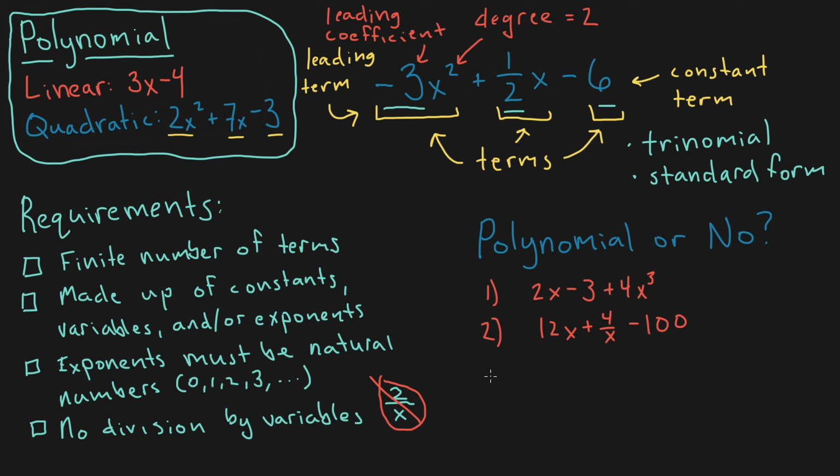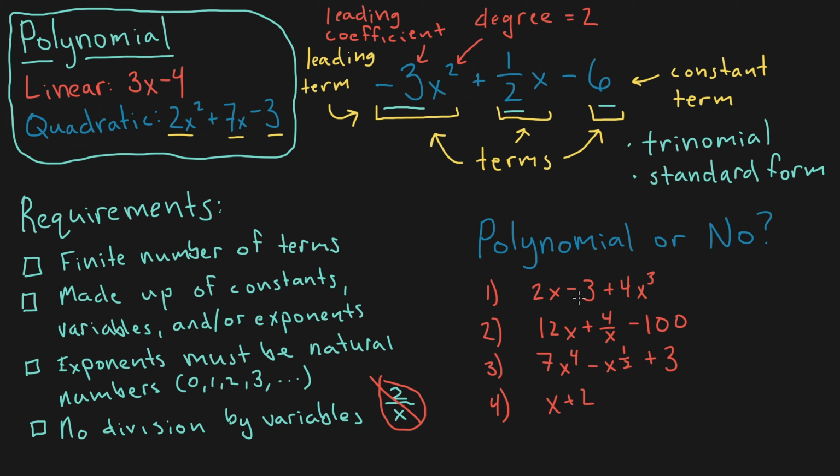Is that a polynomial? Number 3, 7x to the 4th power subtract x to the 1/2 power plus 3. And then finally, number 4, the million-dollar question, x plus 2. Is that a polynomial? Okay, let's go through these.